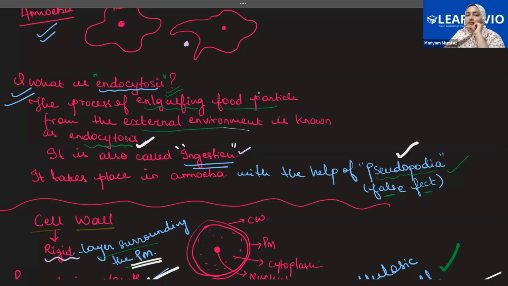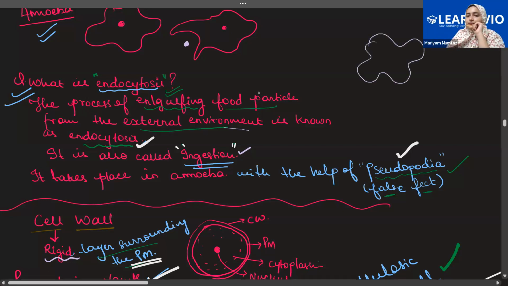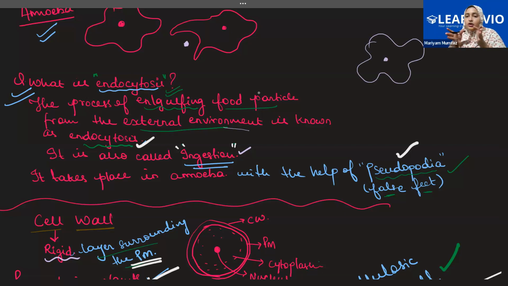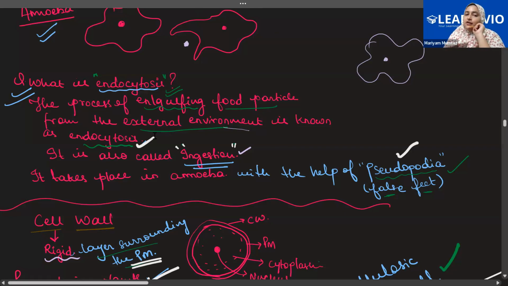You've heard about amoeba. They have a very irregular shape. So for example, if this is an amoeba and a food particle is near it, what will it do? It will draw out false feet, that is pseudopodia, and it will cover the food and then take it inside. So this is endocytosis, and this takes place in the case of amoeba. Endocytosis is very commonly also known as ingestion. Ingestion means eating, but it's not actually eating. So endocytosis is clear.